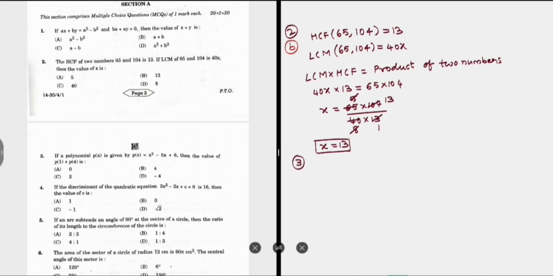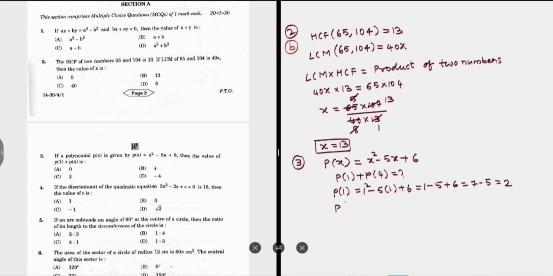Question number 3 is about polynomials. P of x is given as x square minus 5x plus 6. This is a simple question. We have to find out P of 1 plus P of 4. So what is P of 1? P of 1 is equal to 1 square minus 5 into 1 plus 6, which is 1 minus 5 plus 6, which is 7 minus 5, that is 2.